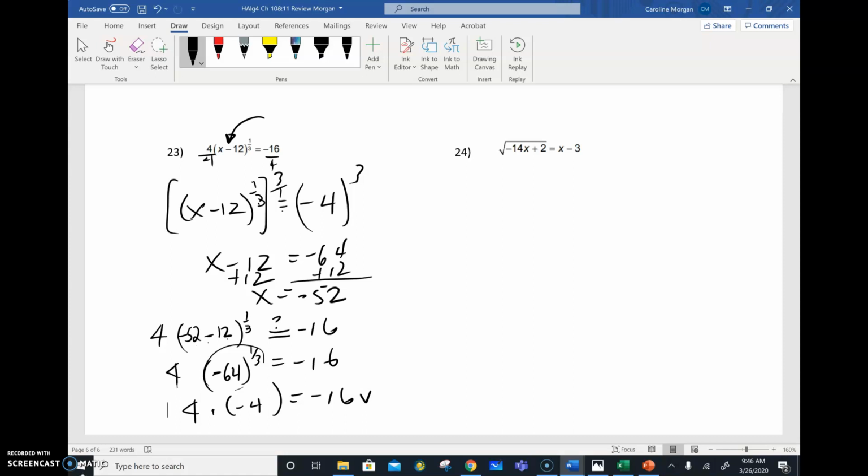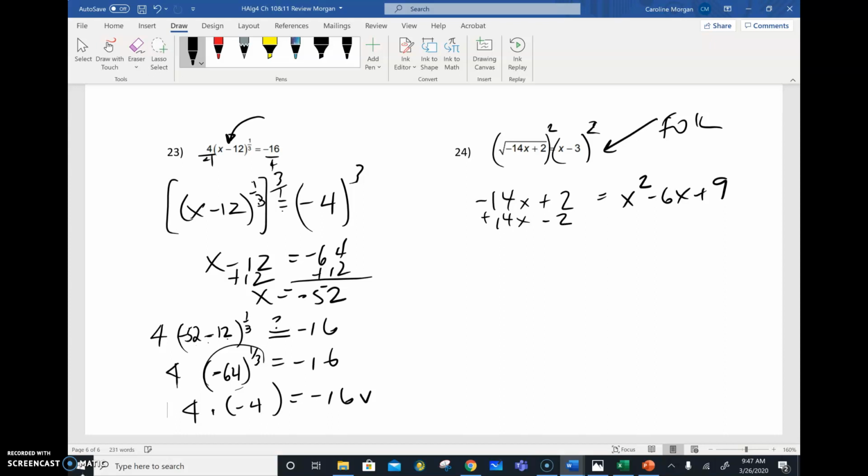All right, let's try this one. Number 24. It's a square root. I square both sides. I have to remember here that I'm foiling. So it's -14x plus 2. If I FOIL this, I get x squared minus 6x plus 9. So I have a quadratic. I've got to get everything over to one side, don't I?